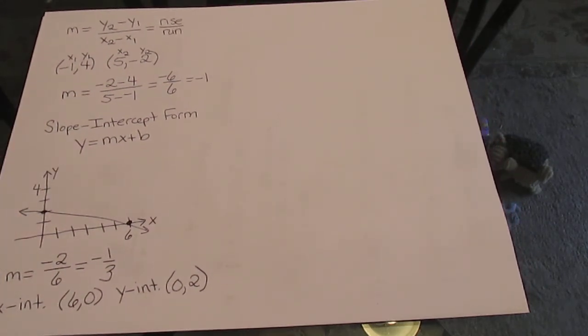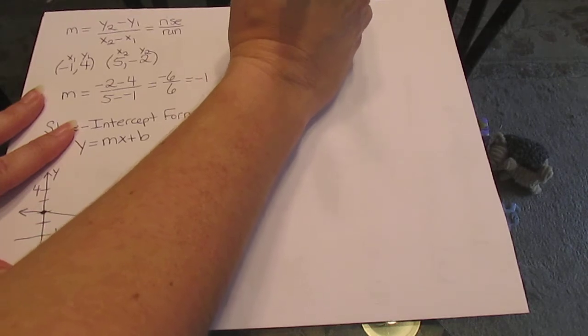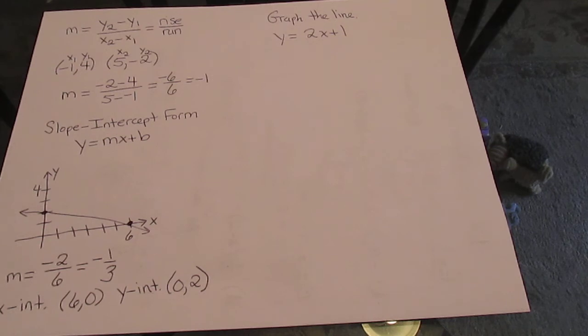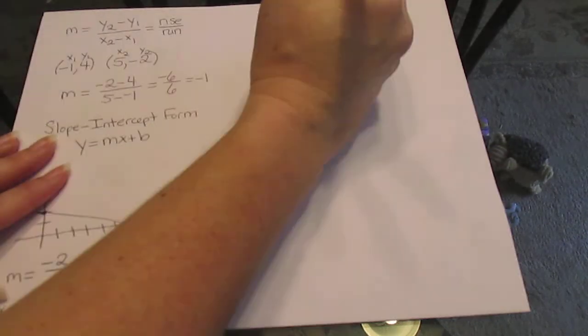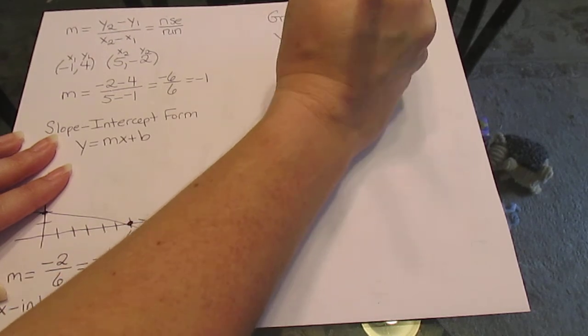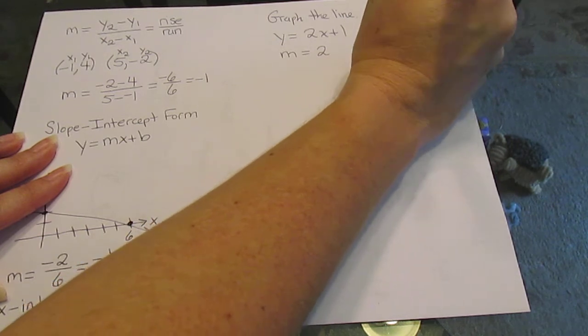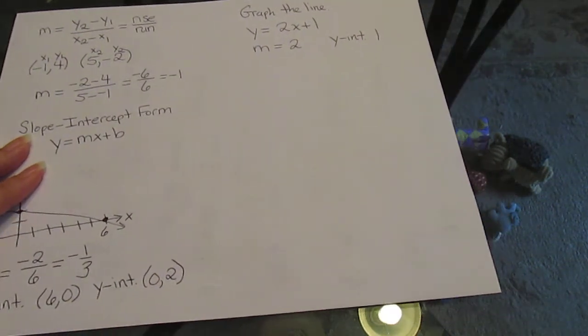Okay, our last example, I just want to show you a few where we're going to graph them ourselves. So graph the line. They give me y equals 2x plus 1. So the first thing you should do is just identify the slope, identify the y-intercept. Okay, the slope is 2. The y-intercept is 1. And that's all we need to graph the line.